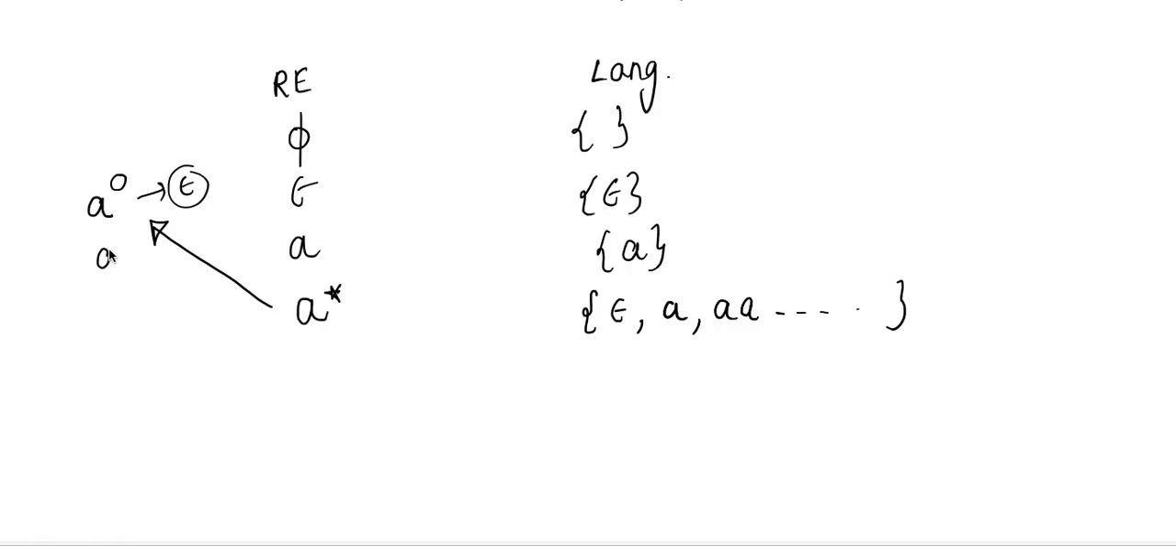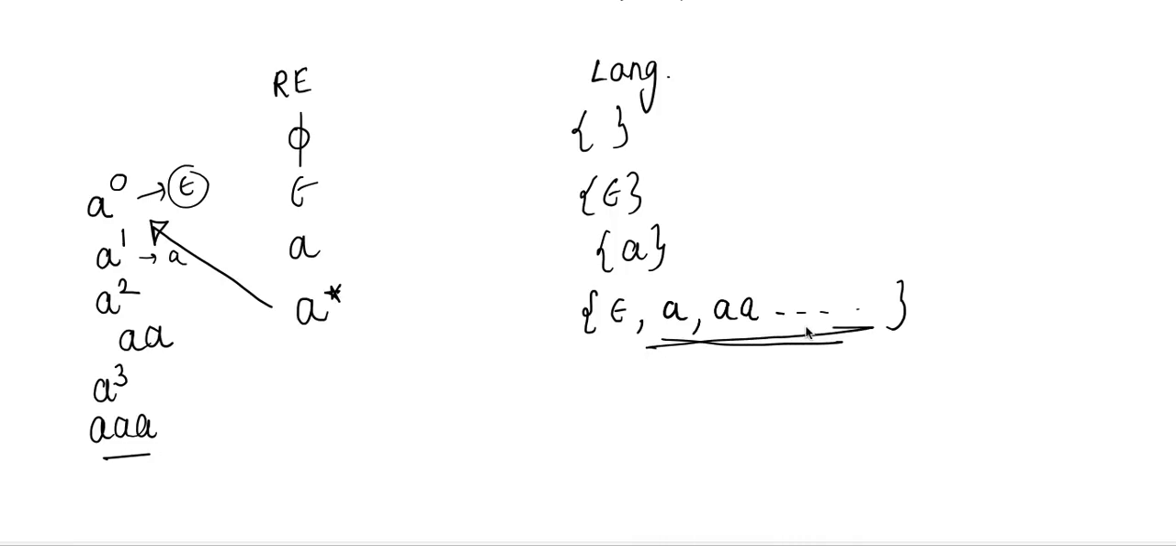Okay. If I put 1 in place of the star, it means a string of length 1 with the help of a, that is going to be a. If I put 2, a string of length 2 with the help of a, it becomes aa. Okay, so this is the language we want to accept. That is why we can simply write a star in the regular expression.